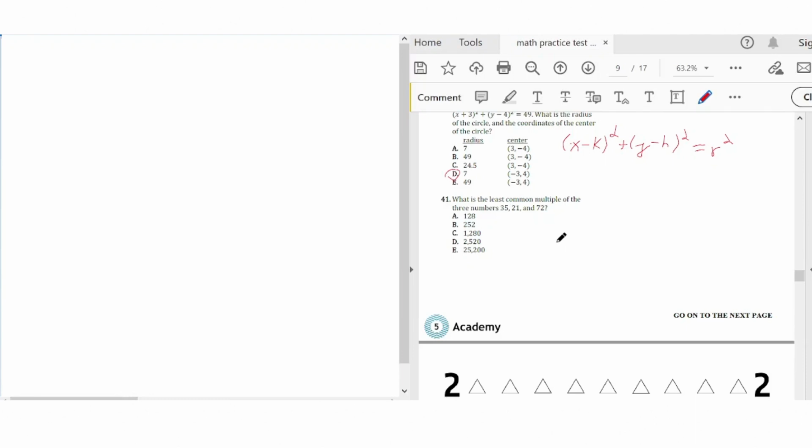Therefore, 2,520 is the least common multiple of these three numbers. D is our answer.